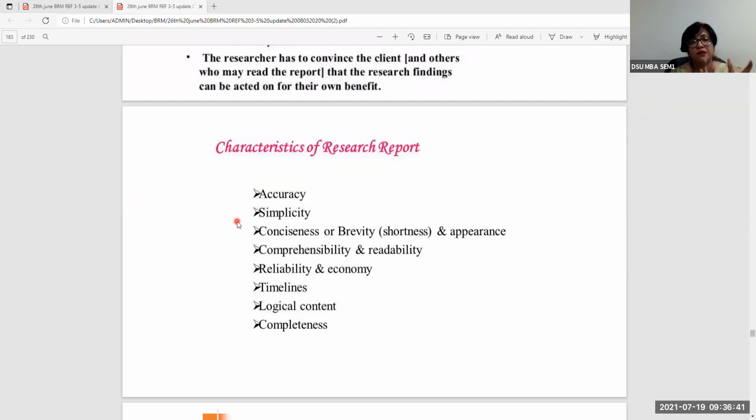So this becomes the third chapter of your research report, basically to talk about the research design, or the third aspect of the research report, if not chapters. So the completeness of the research report will be in such things.